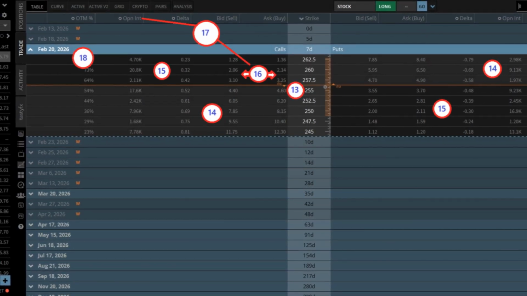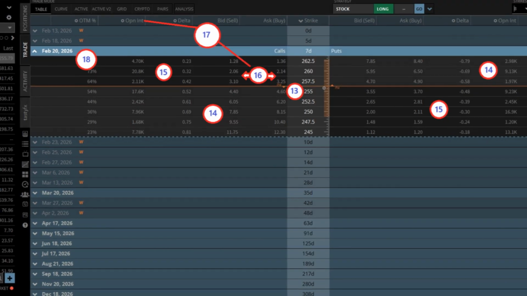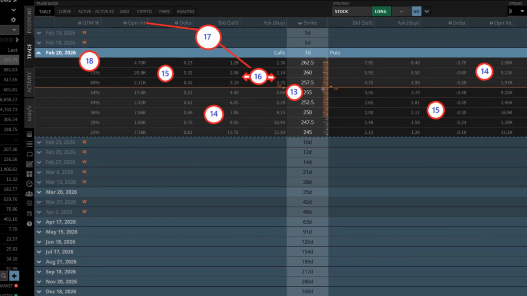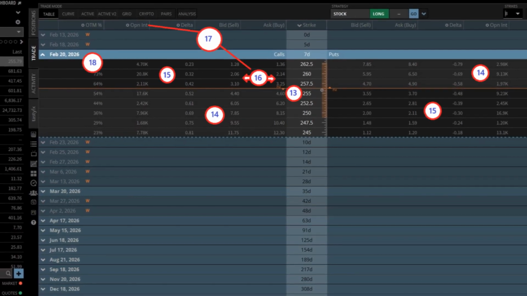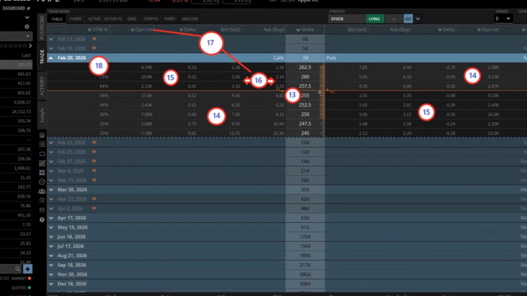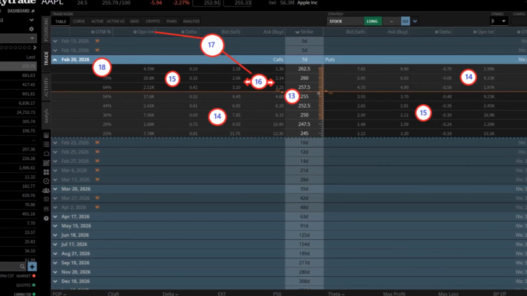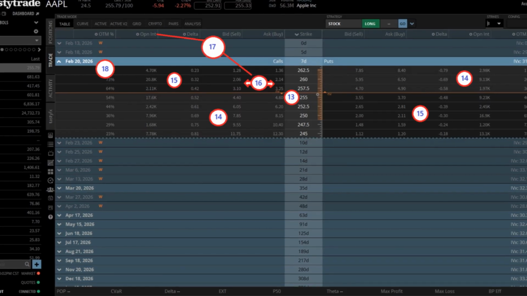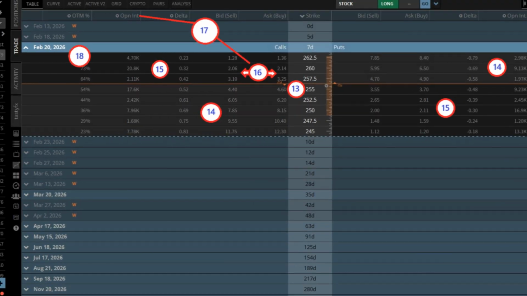15. OTM, out of the money. These strikes are away from the current stock price and have no intrinsic value. They are cheaper to buy and offer higher percentage profit potential, but they need a bigger move. Low cost means high risk and high reward.